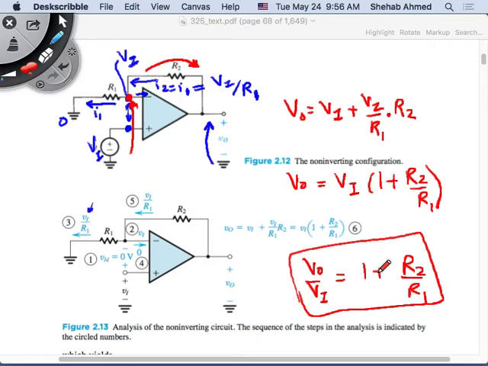What is the input impedance? They talk about it later, but since I asked the question, what's the input impedance? Remember we said the standard way of measuring input impedance. What did we say yesterday and today?